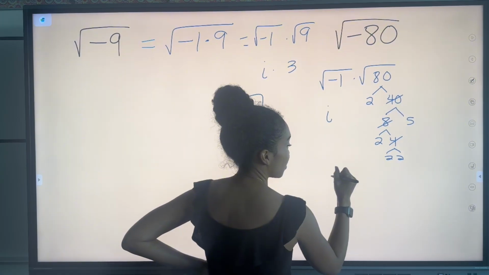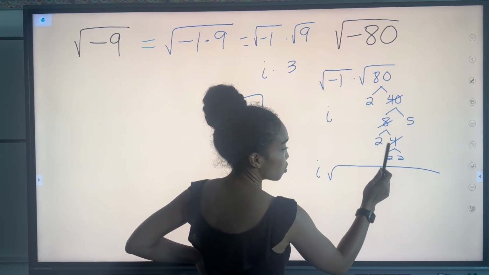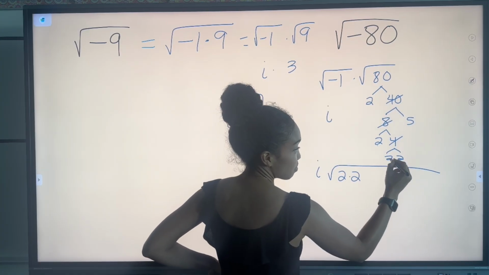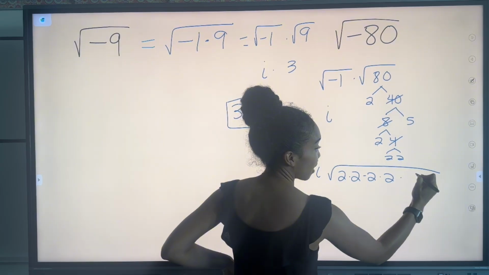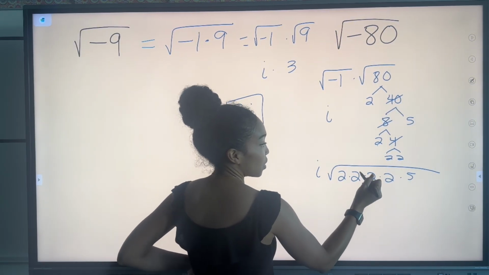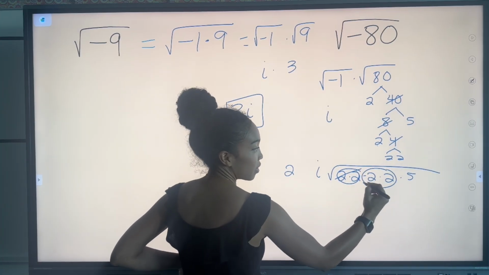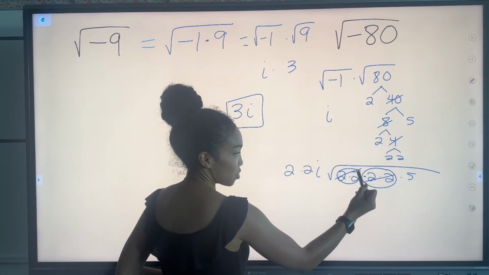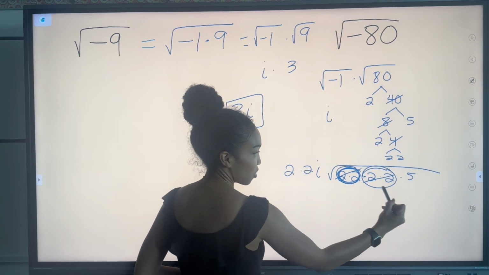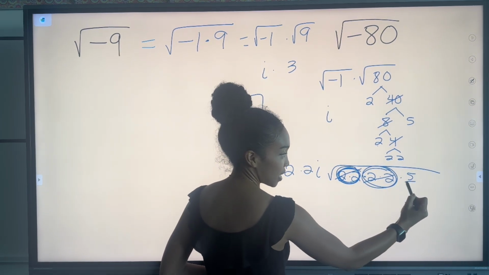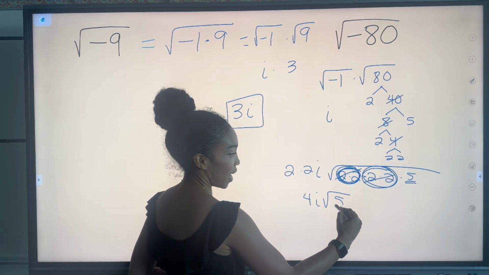So guys, what we have here is i on the outside. You have 2 times 2, which is 4, times another 2, which is 8, times another 2, which is 16, times 5, which is 80. So whenever you have a pair, that goes outside. Here's another pair that goes outside. So 2 times 2 is 4. The square root of 4 is 2. So here's a pair, you put it outside. Here's another pair, you put it outside. This one doesn't have a pair, so it stays there. So this is 4i square root of 5.